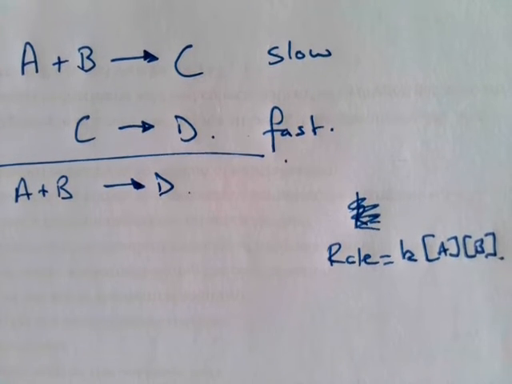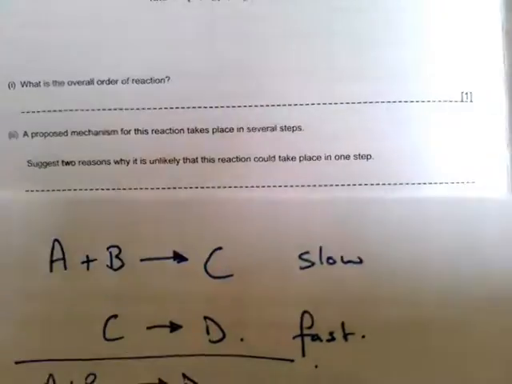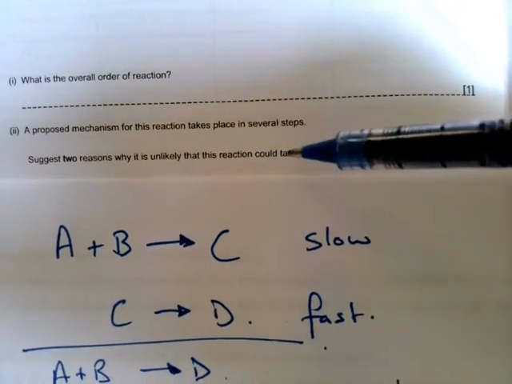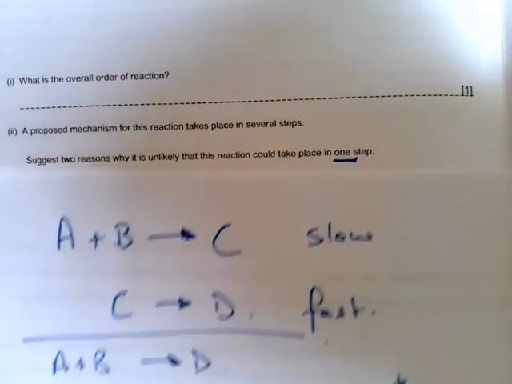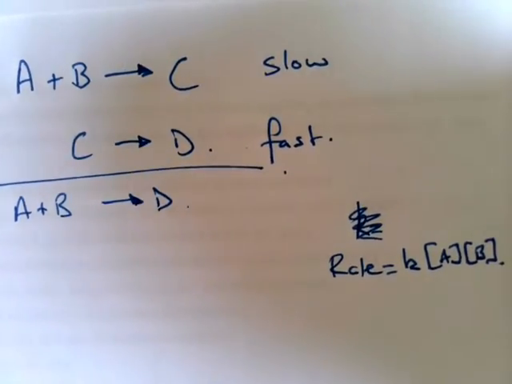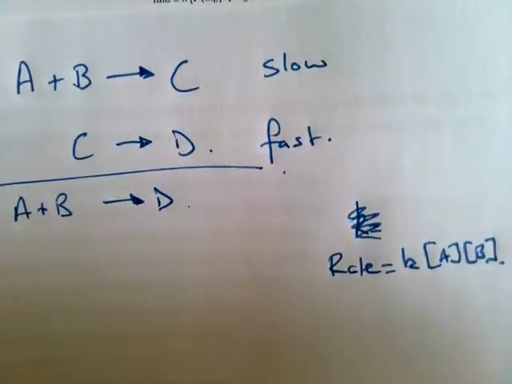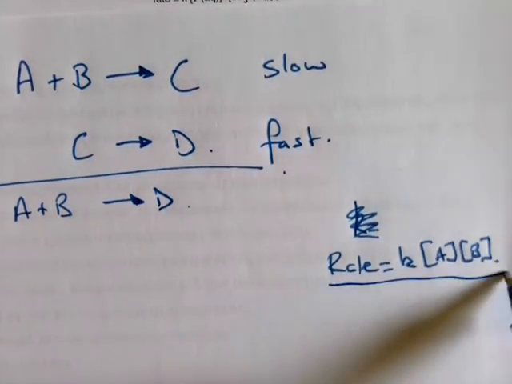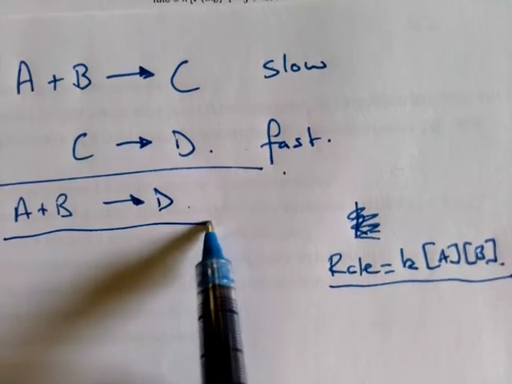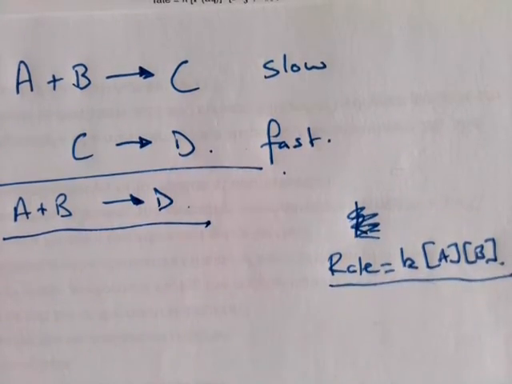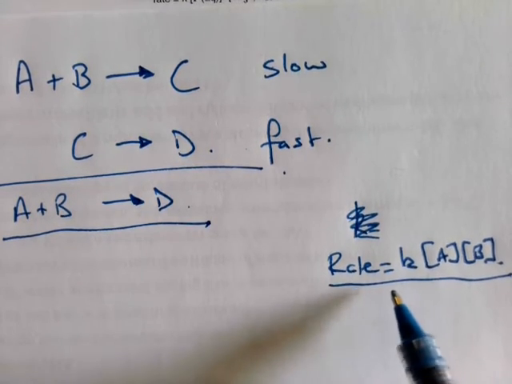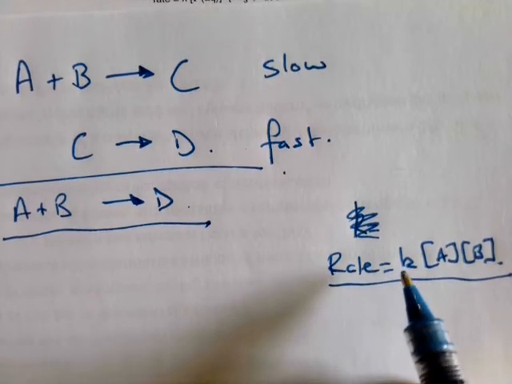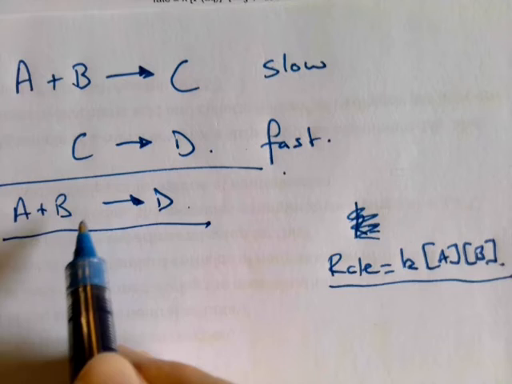Now, the thing that you need to realise, and this is quite difficult, is that here it says, suggest 2 reasons why it is unlikely that this reaction would take place in one step. You need to realise that if this reaction only took place in one step, then the rate equation needs to match the overall equation, because that's the only step. All right, I'll say that again. If the reaction only takes place in one step, then the rate equation needs to match the overall equation.